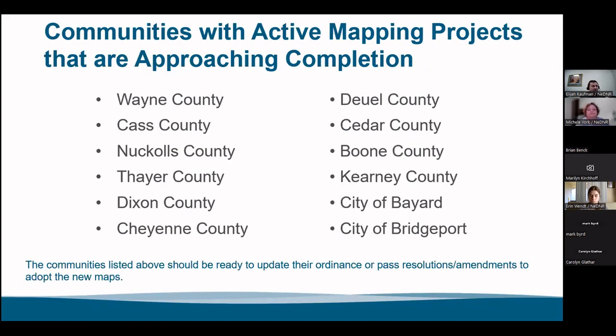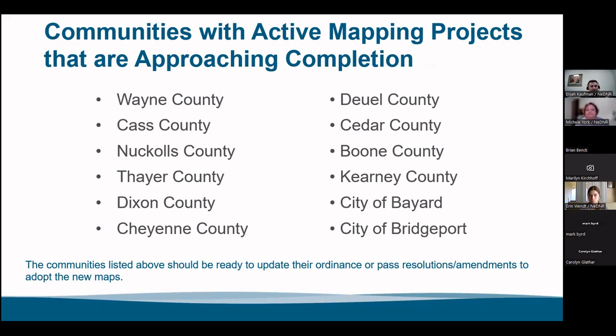And I'm sure that this question was in everybody's head, but the communities with active mapping projects are being shown on the screen right now. These are mapping projects that are actually approaching completion. Now, I say approaching completion, I don't necessarily mean in a month or in 6 months even. I mean a year or 2 before the maps will go effective. However, it's important to know and be ready for this.